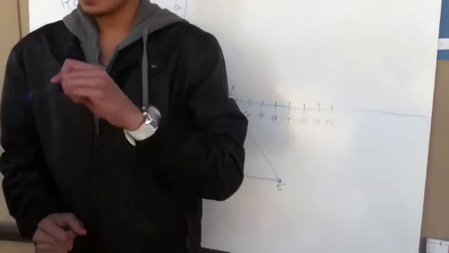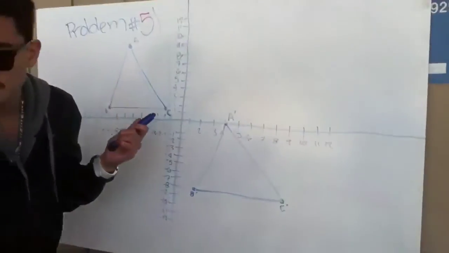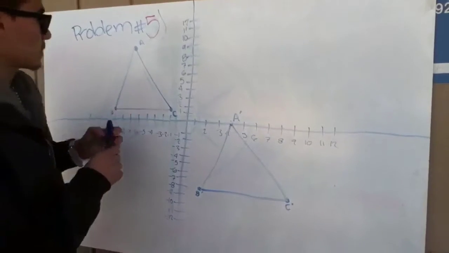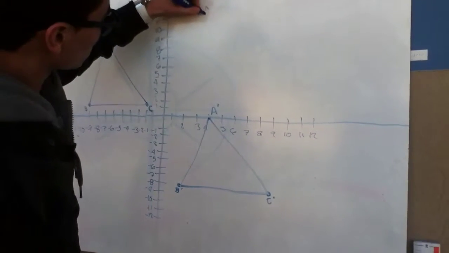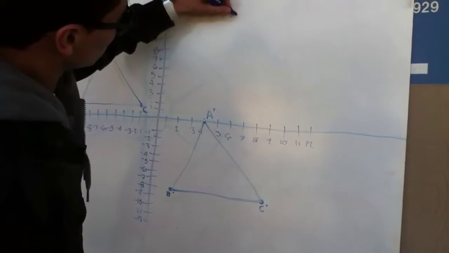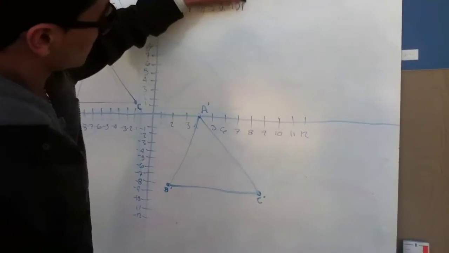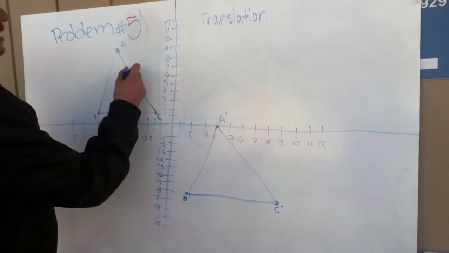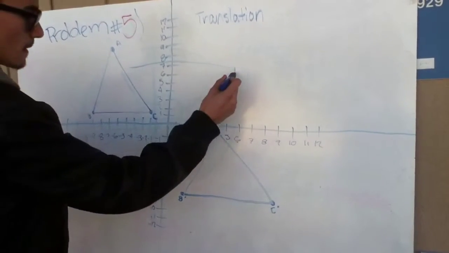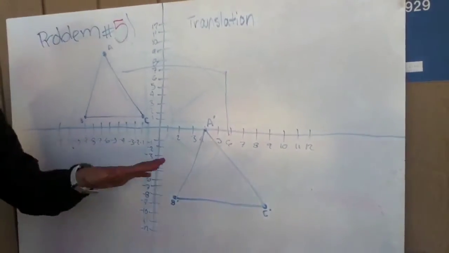Problem 5. Which transformation is best described in the figures shown? So, what we got was translation. Basically, translation is like moving an object here and down. That's pretty much it.